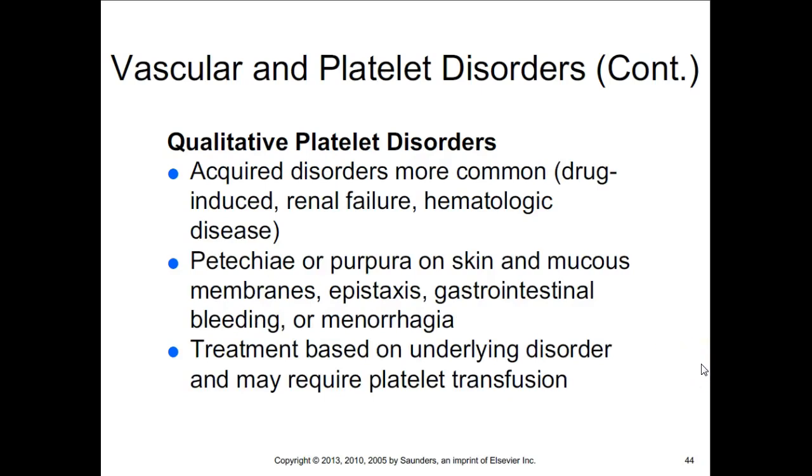All right, so acquired disorders are more common, like drug-induced or due to renal failure. And so you might see the petechiae on the skin and the mucous membranes, epistaxis, gastrointestinal bleeding, and menorrhagia, and that's, you know, excessive bleeding during your period. All right, treatment is based on the underlying disorder and may require platelet transfusions.